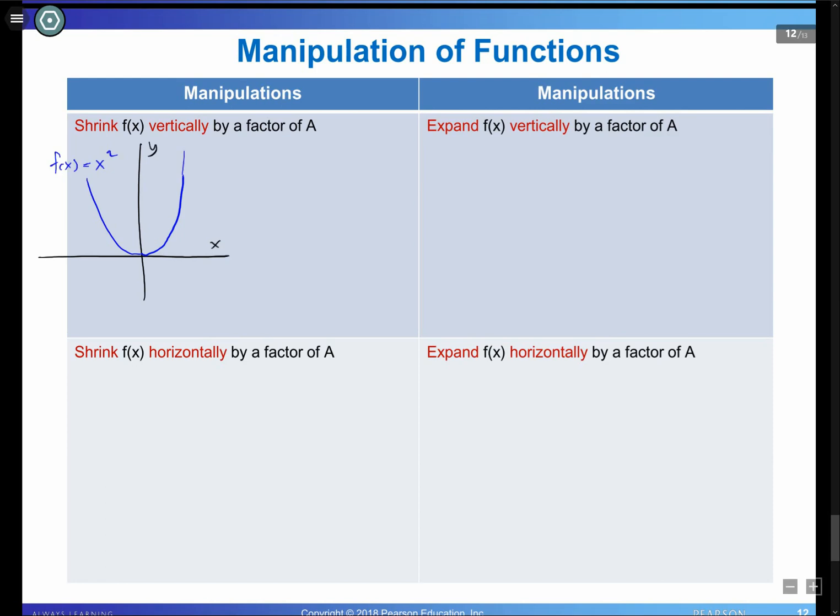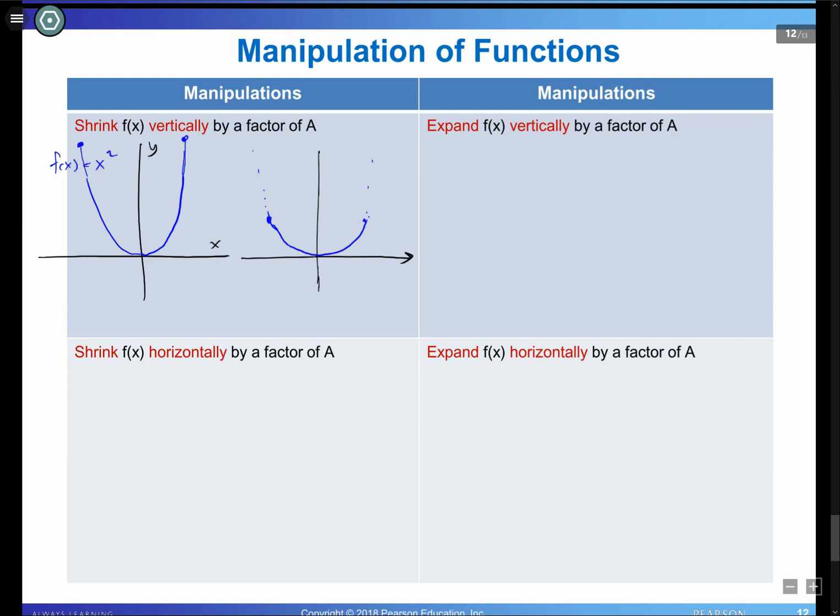Now we want to shrink vertically. We want to squeeze it downward. So it's going to be this instead. And it's going to go up, but the same point that used to be over here is going to show up over here. So we shrink this graph vertically. Alright, so in order to do that, we are going to do this.